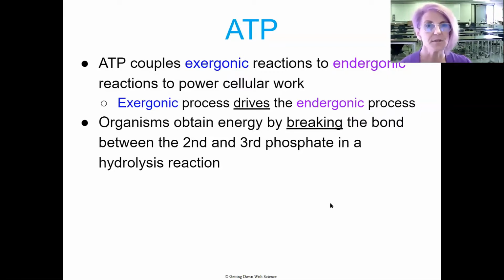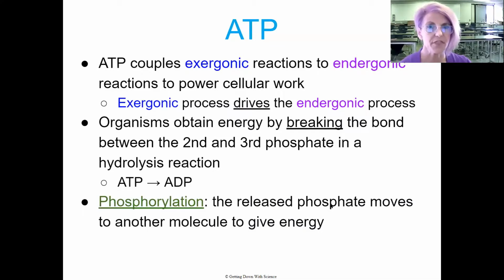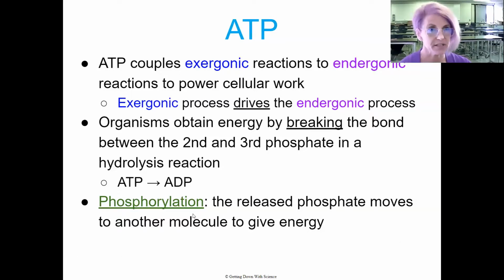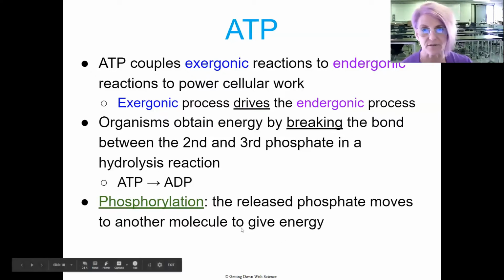So we get energy by breaking the bond between the third and second phosphate. So the position of that phosphate has a great deal of energy. When we add a phosphate, it's called phosphorylation, and we'll be phosphorylating things in a few chapters. So we can dephosphorylate or we can phosphorylate, meaning add phosphates. Kinases are enzymes that add phosphates to other molecules, putting them either in an active or an inactive form.